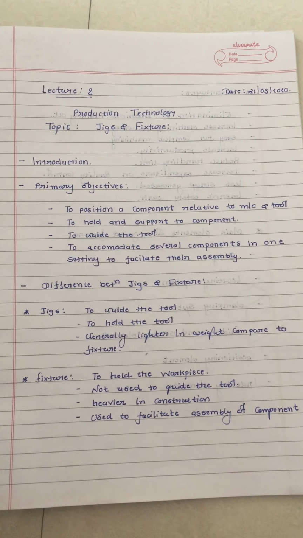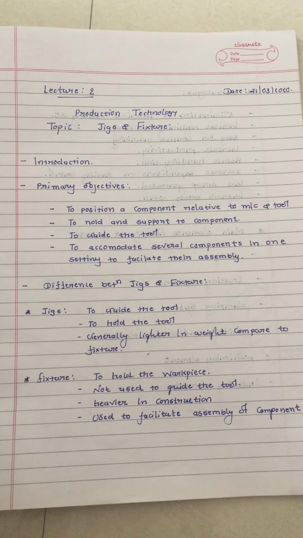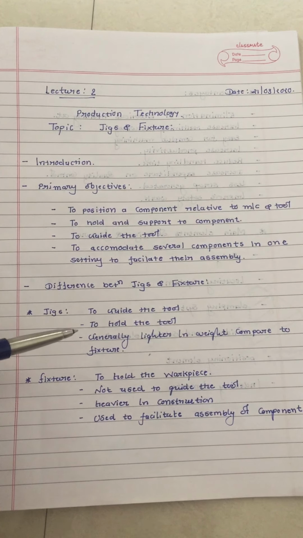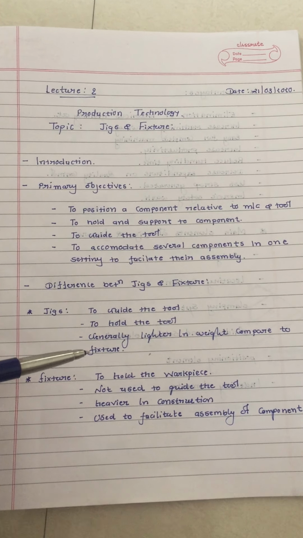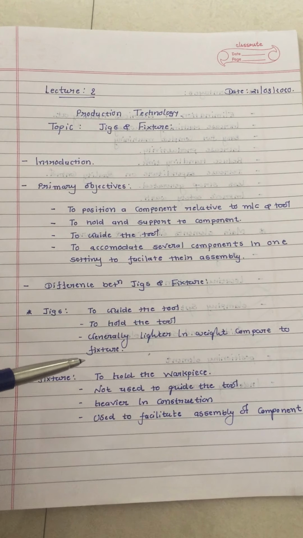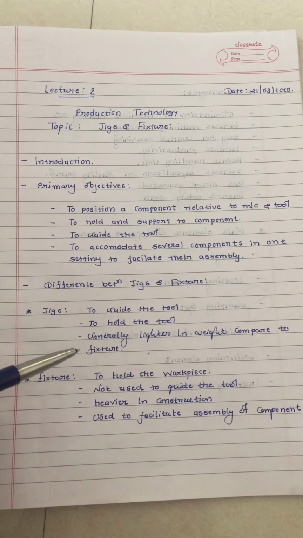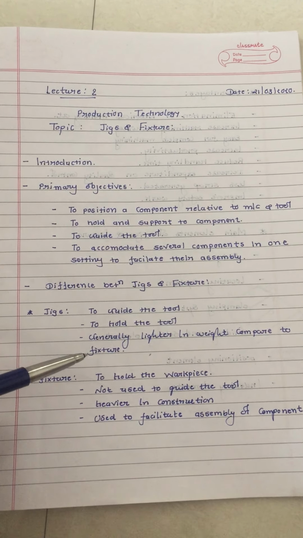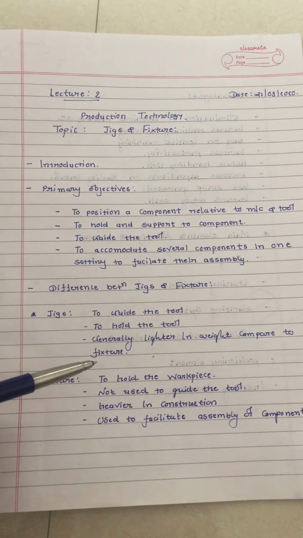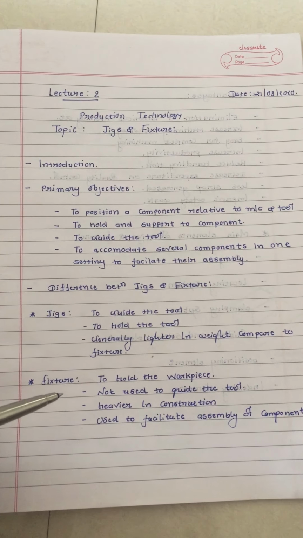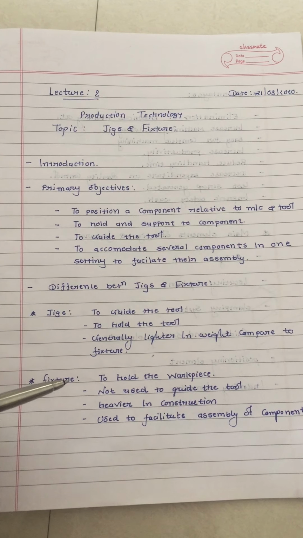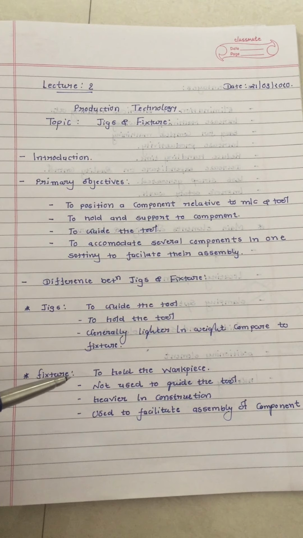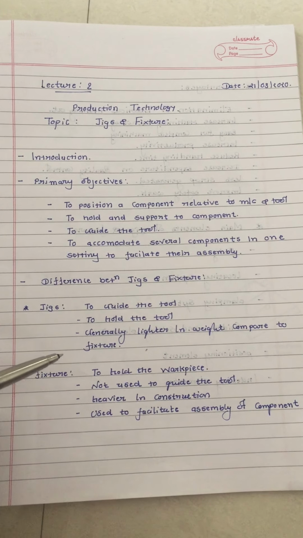So we start with the jigs. What are jigs? The jigs are normally used to guide the tool. Jigs are used to guide the tool. Then they are also used to hold the tool, and lastly, generally the jigs are lighter in weight as compared to the fixtures. So basically the jigs have two kinds of helping facilities for the tool: for guiding the tool and for holding the tool.